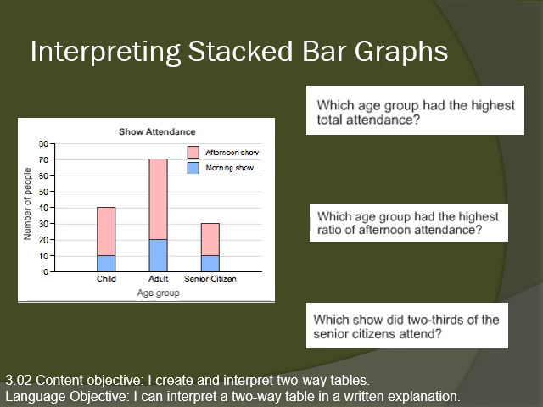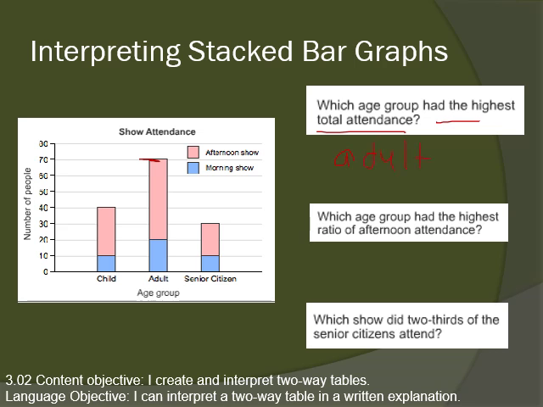This is the afternoon and morning show. So it's the same as previous. Which age group had the highest total attendance? That is something that is easiest to see with this, because they're all added together for you. So the highest total attendance right here is adult. That makes sense. Children need to be with somebody, and senior citizens are maybe a little bit busy. So it makes sense that the adults would have the highest total attendance. That would be adult.